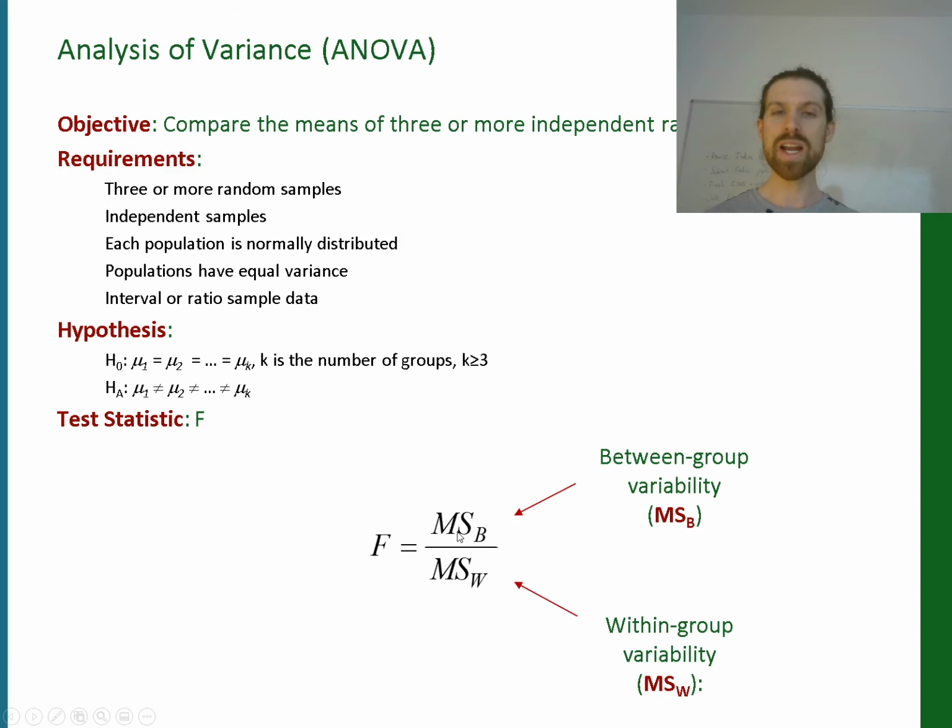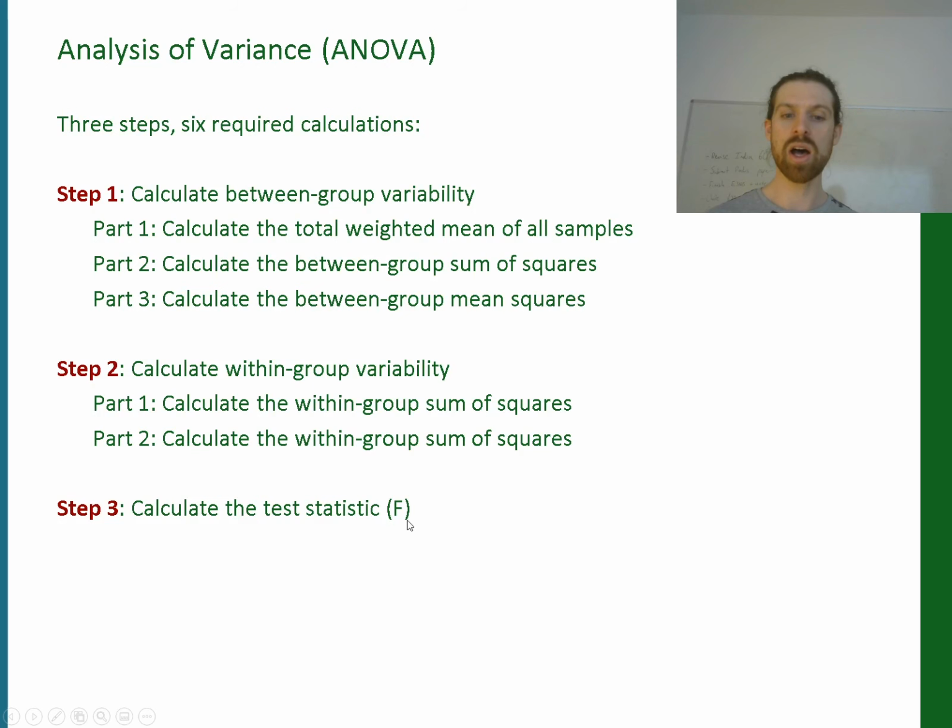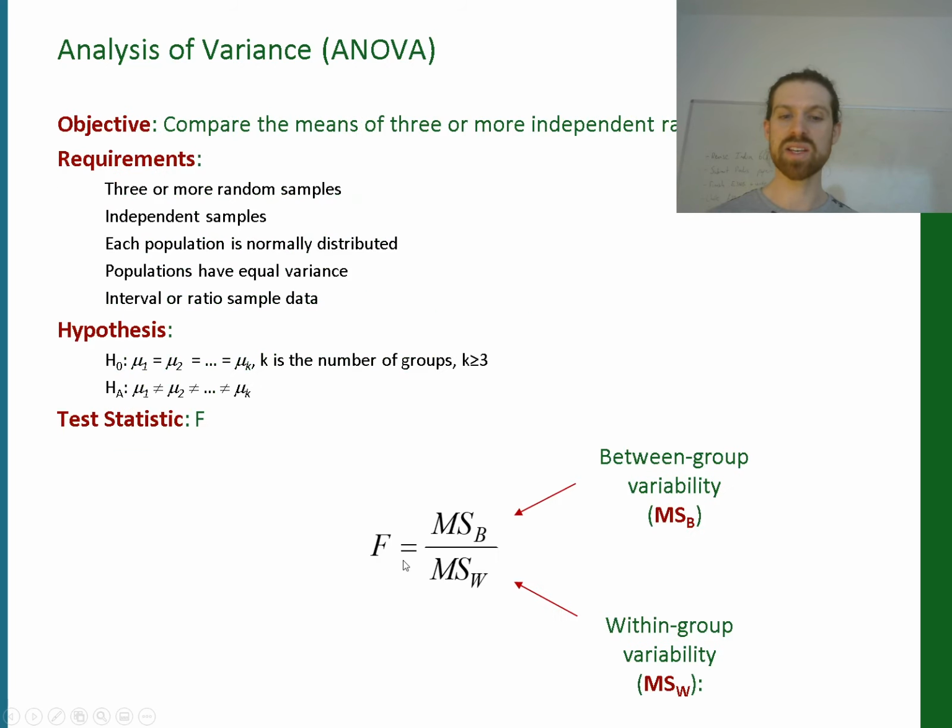So all we really need to do is find these 2 terms, MSB and MSW. And the third part of our test, calculate the test statistic, is just this simple division here. So it's really not that complicated.